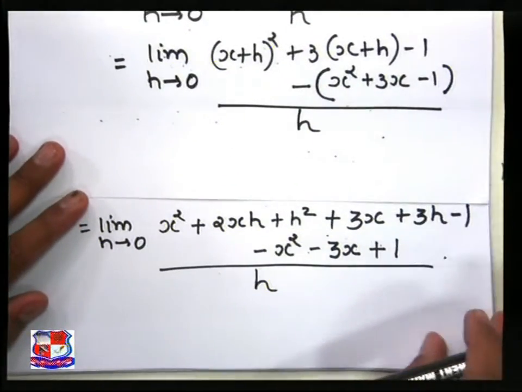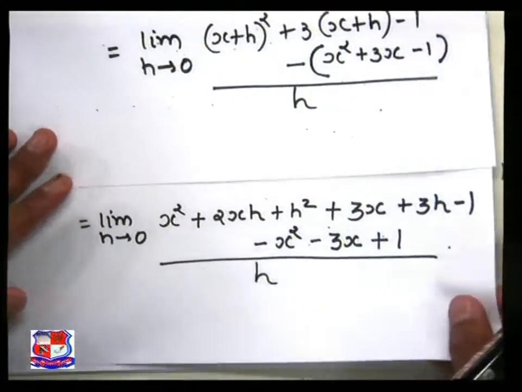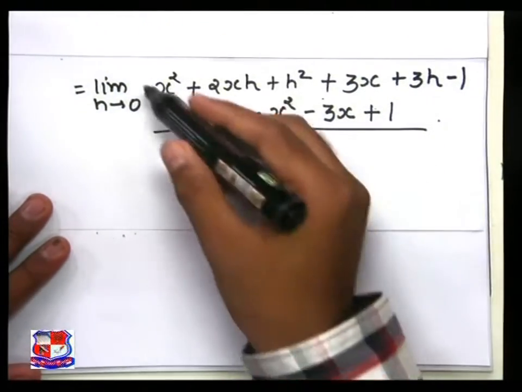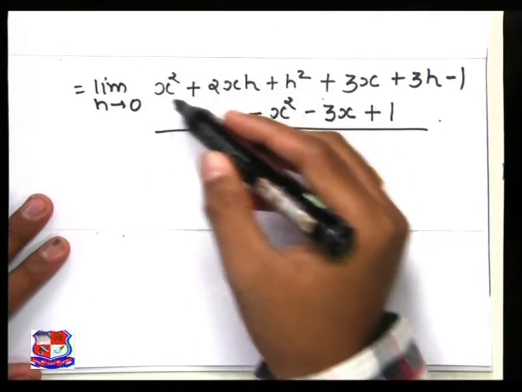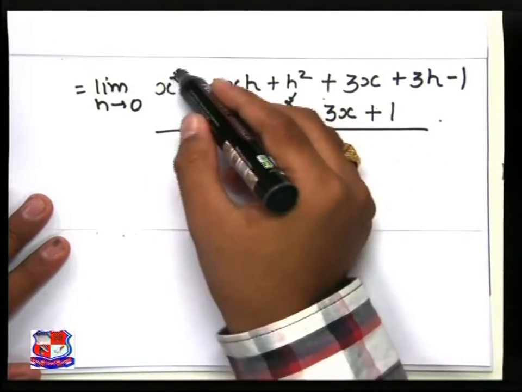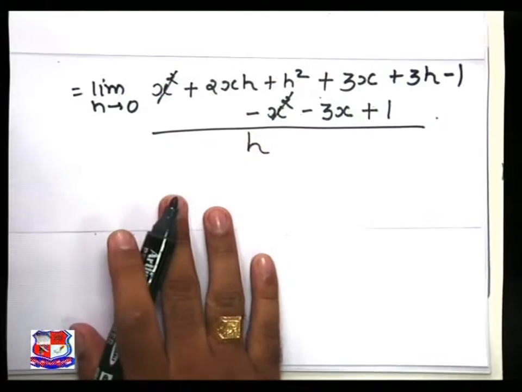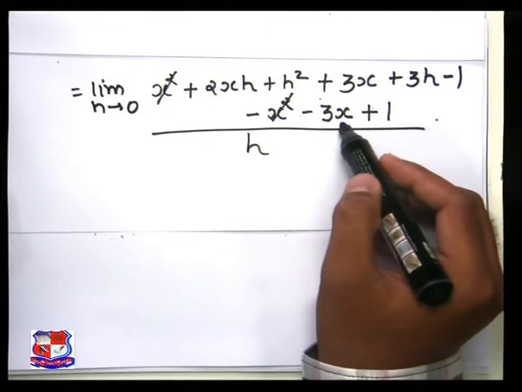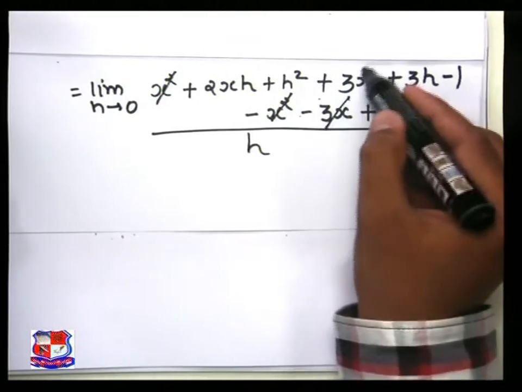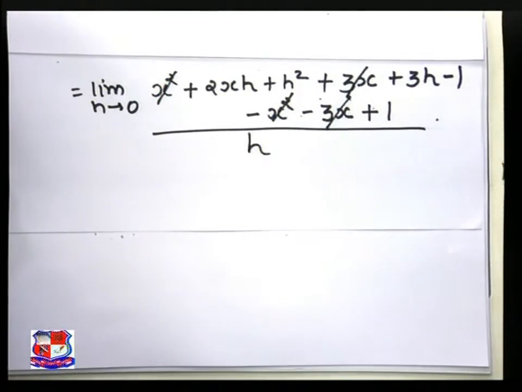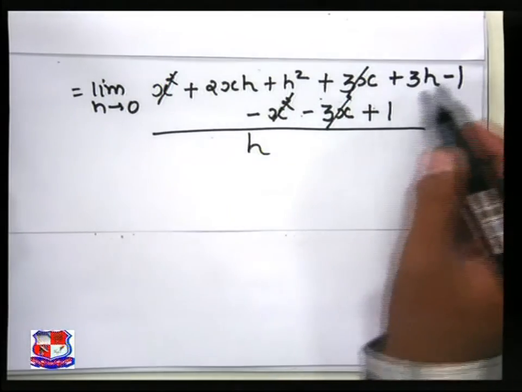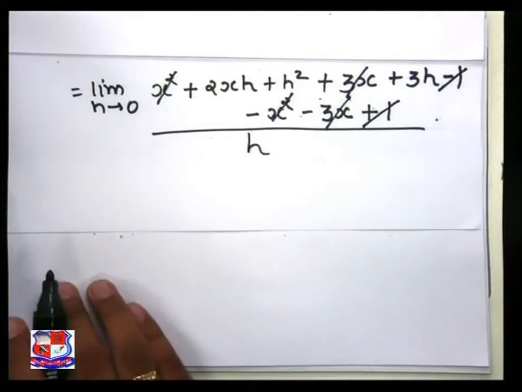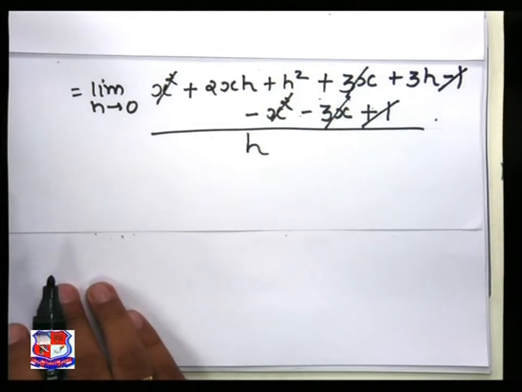Here x square plus 2xh plus h square, and the result term here minus x square and here plus x square. So we can say these two terms are cancelled out. Here plus 3x, here minus 3x, both terms are cancelled out. Here minus 1, here plus 1, again these two terms are cancelled out.